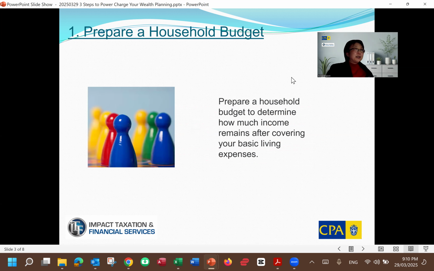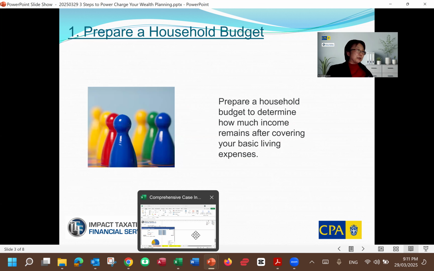All right, let's have a look at the steps. Step number 1, prepare a household budget. So prepare a household budget to help you to determine how much income remains after covering your basic living expenses. So this is how a budget looks like.